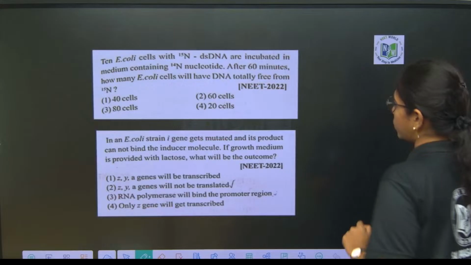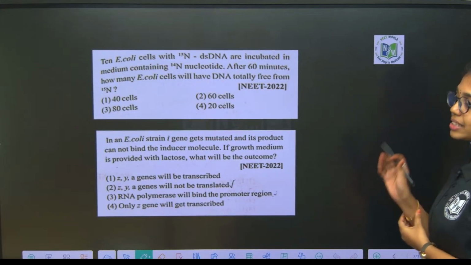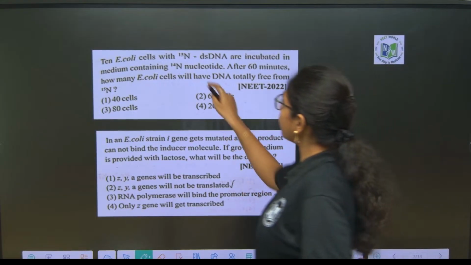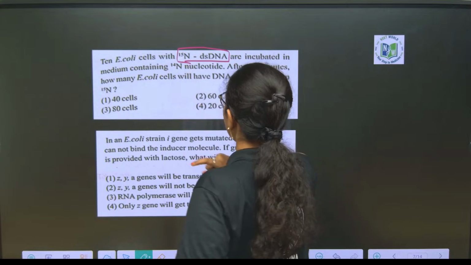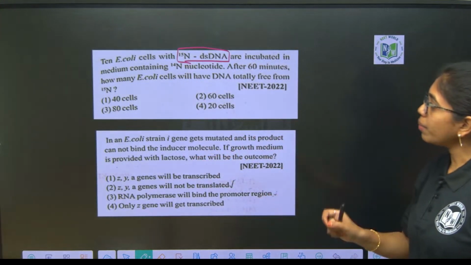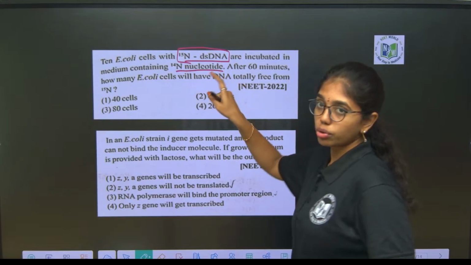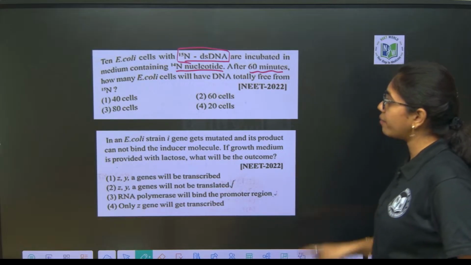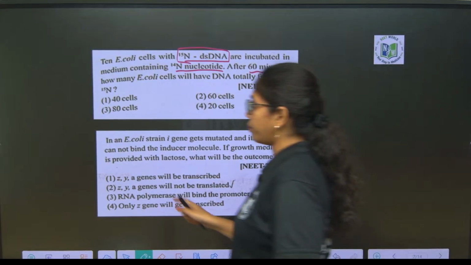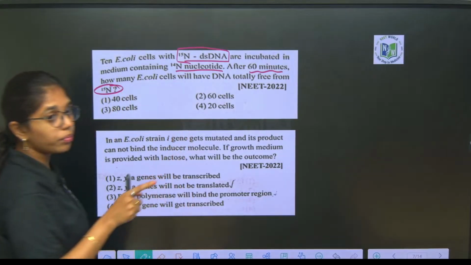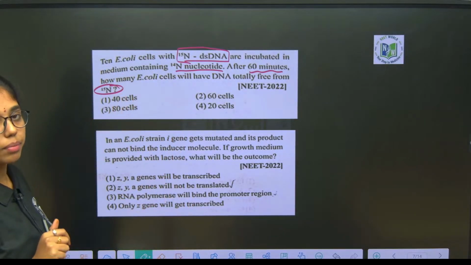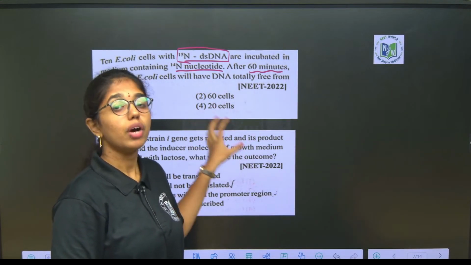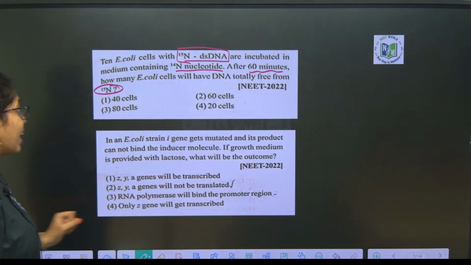Okay. Next question. 10 E. coli cells, this is an application based question, look into that keenly. 10 E. coli cells with N15 isotope of double stranded DNA are incubated in the medium containing N14 isotope of the nucleotide. After 60 minutes, how many E. coli cells will have DNA totally free from N15? Firstly, this question is from which experiment? Meselson-Stahl's experiment, which is an experimental proof for the semi-conservative method of DNA replication.